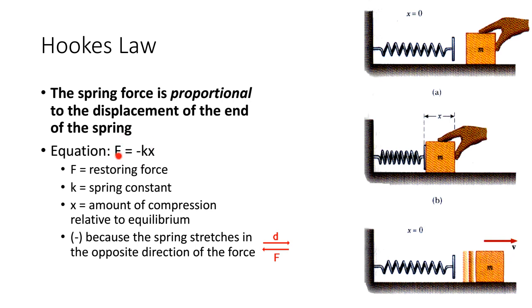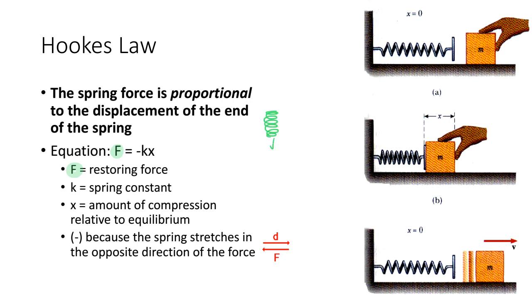This is the equation for Hooke's law. You can see that the equation sets up the relationship between the spring force and the displacement of the spring. In this equation, F specifically is referring to the restoring force, not the force that you apply, but the restoring force of the spring pulling back.